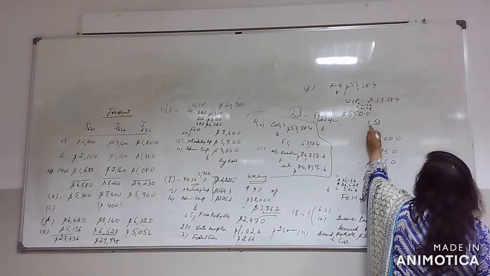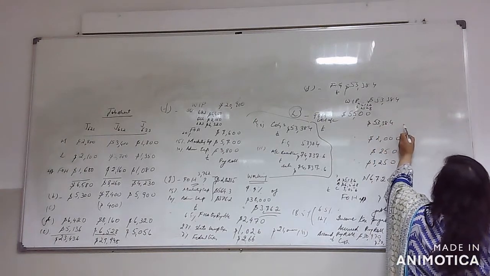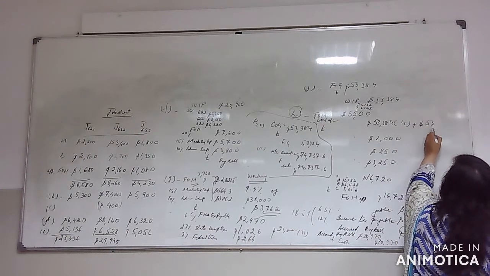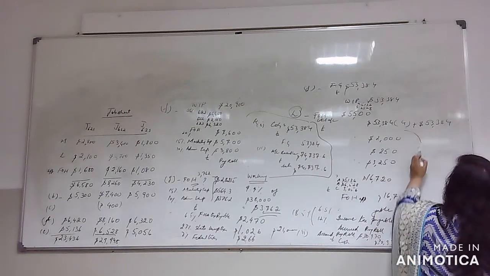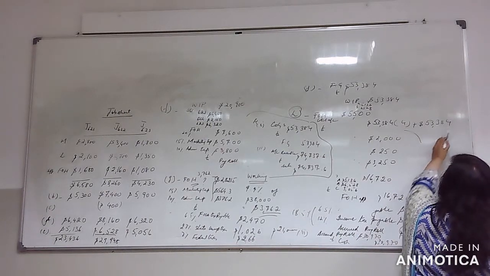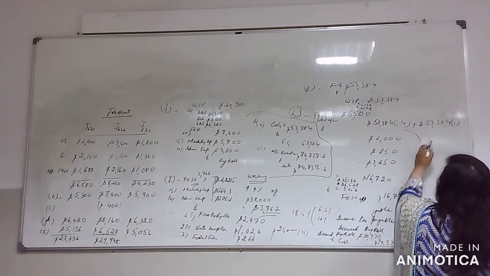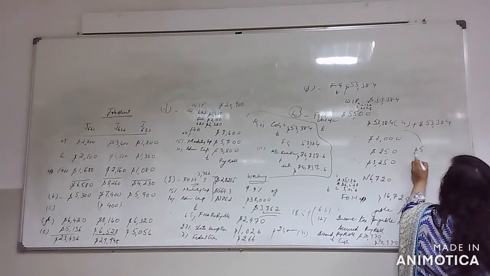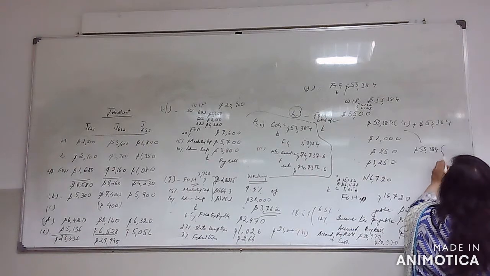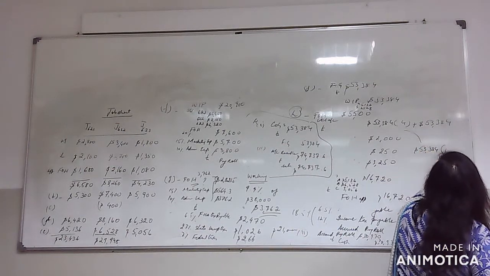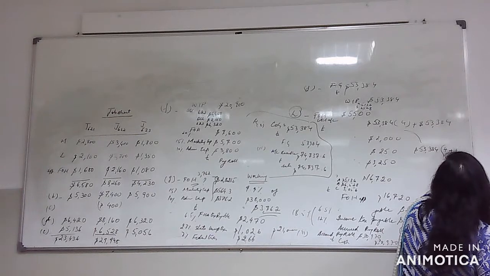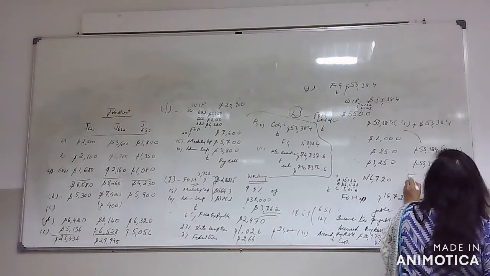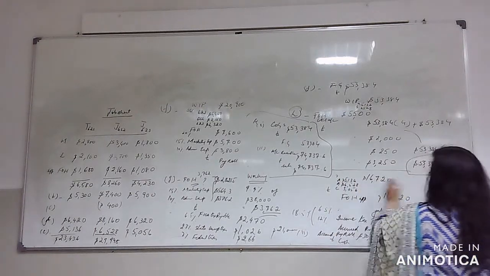Either you just write 53,384 into 0.4 plus 53,384, or you can just simply take this as common, because this is just multiplying it with itself. So I'm going to be taking this value as common, 53,384, and multiplying it by 1 plus 0.4. So 0.4 plus 1 is 1.4, okay? So this is giving you this value, right?